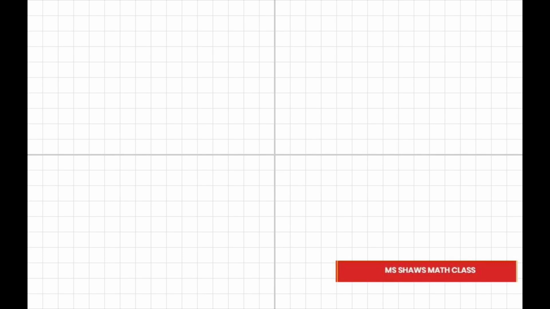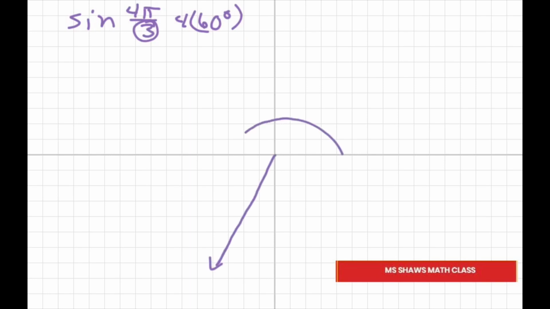We have sine of 4 pi over 3. So sine of 4 pi over 3. That means the 3 is a 60, and we have 4 of those. So that's 240 degrees. So it's about right in there, maybe. So that would be your 240 degrees there. Now if you just draw straight up, this is your initial side, and this is your terminal side. So this is 240 degrees, or 4 pi over 3.